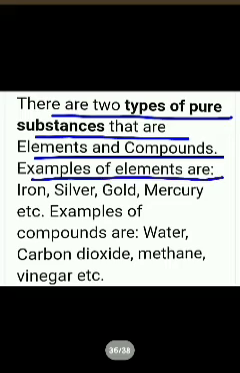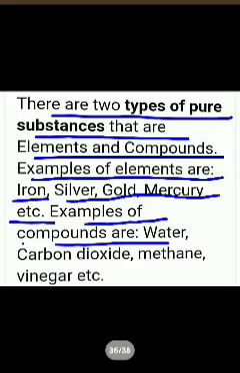So the next point is there are two types of pure substances, that are elements and compounds. Examples of elements are iron, silver, gold, mercury, etc. Examples of compounds are water, carbon dioxide, methane, vinegar, etc.